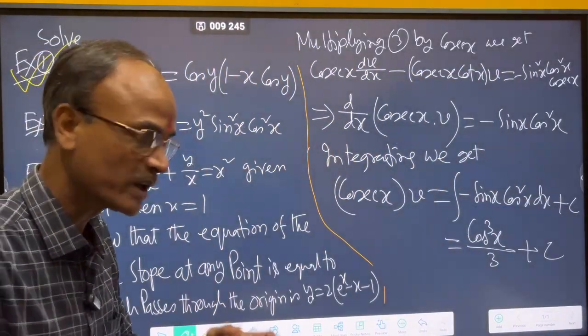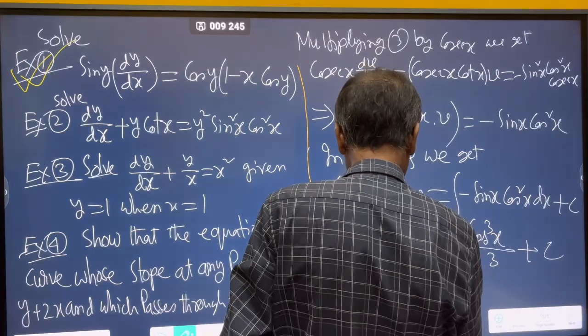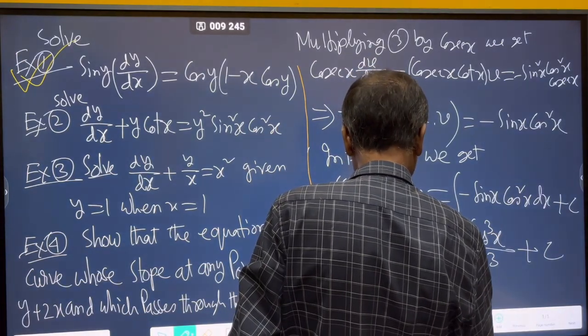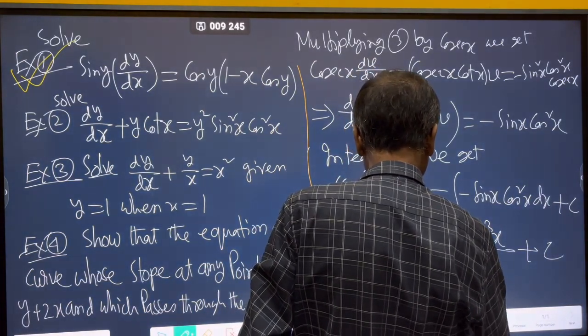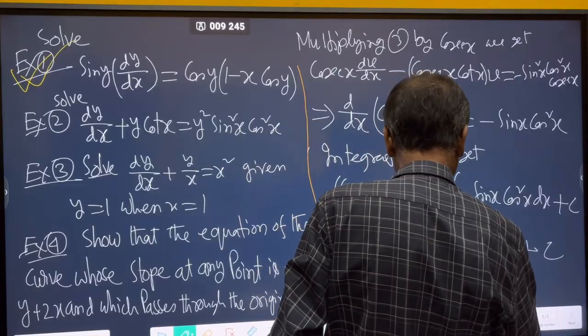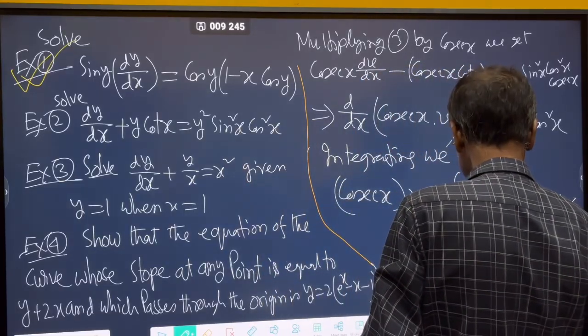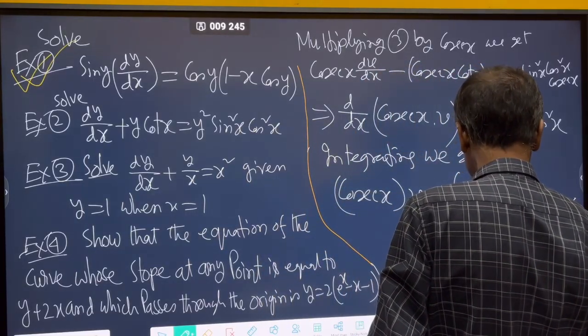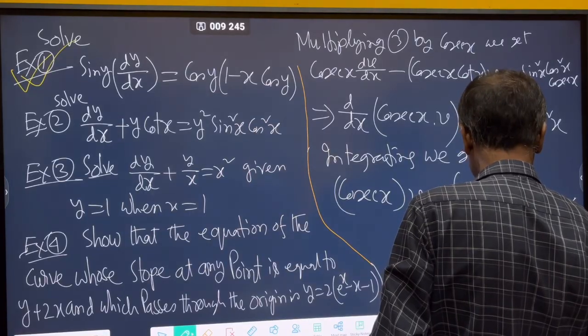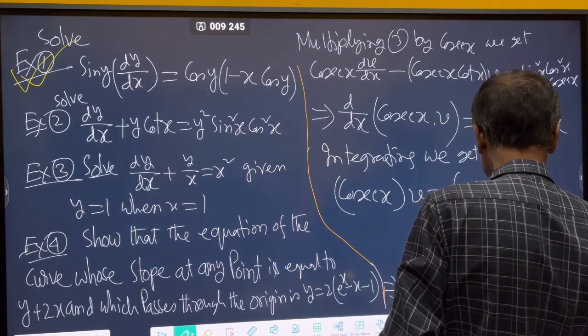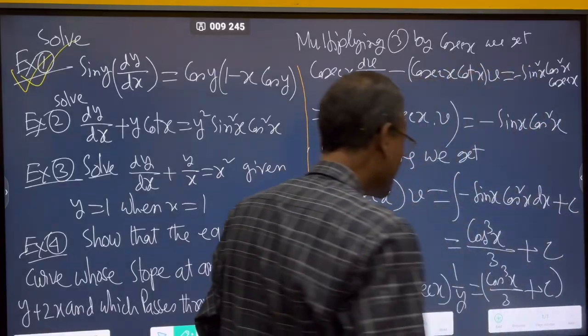What is v? V means 1 by y. This means cosec x into 1 by y equal to cos cube x divided by 3 plus c.